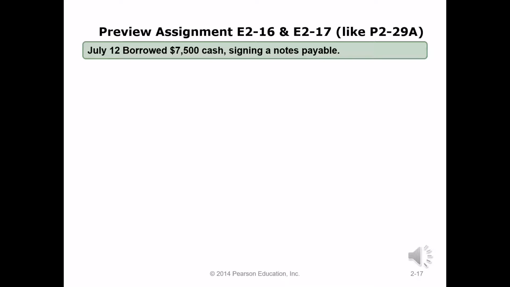On July 12, we borrowed $7,500 in cash and we signed a notes payable promising to pay back the money in the future.